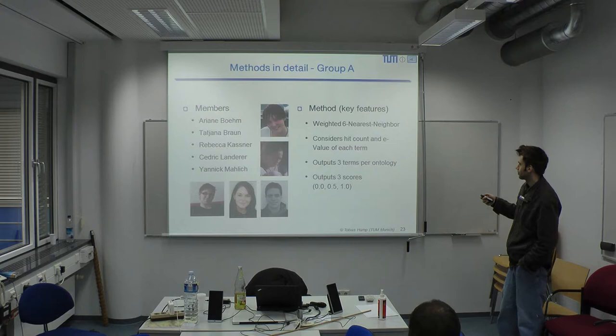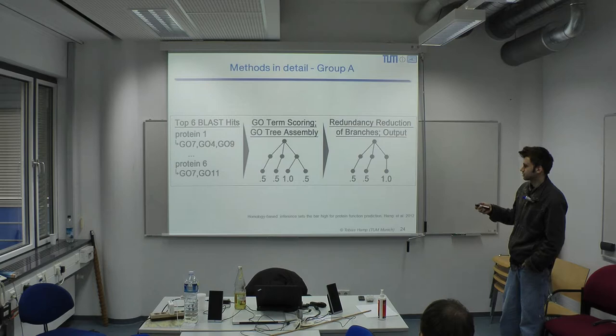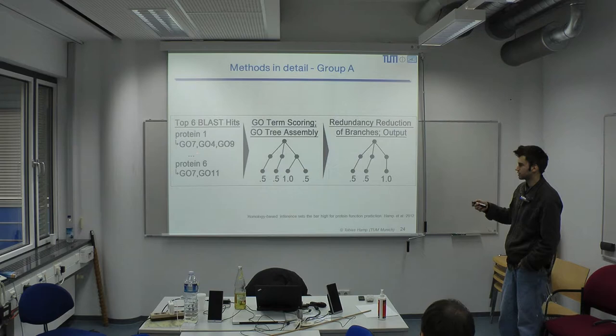They considered the hit count and the e-value of each term. They output exactly 3 terms per ontology, so 3 different functions for each ontology, and they only use 3 different scores. And so how exactly does their method work? If you have, for one query protein, for example, 6, so you only look at the 6 best hits for your query protein, and then you assign 3 different scores in the following way.